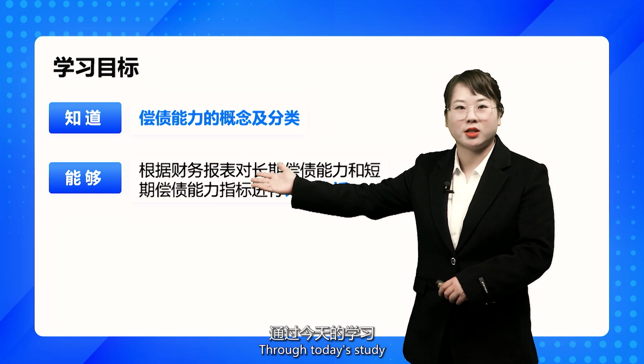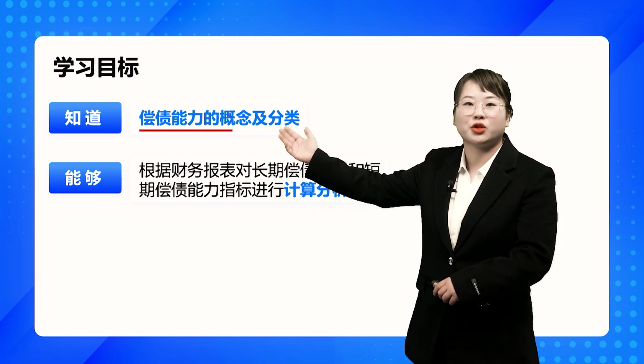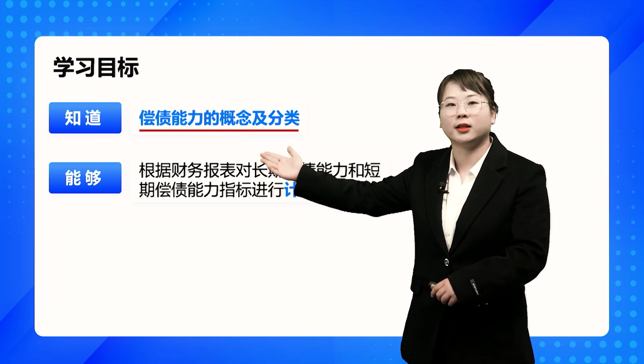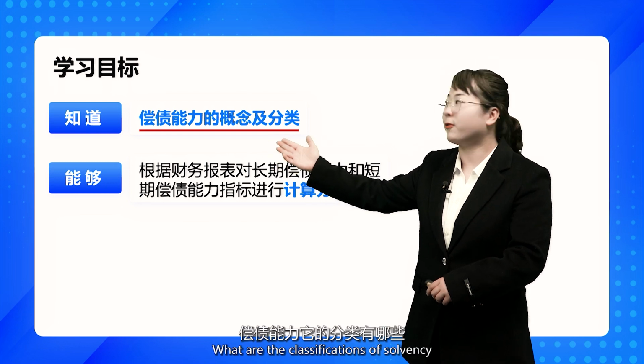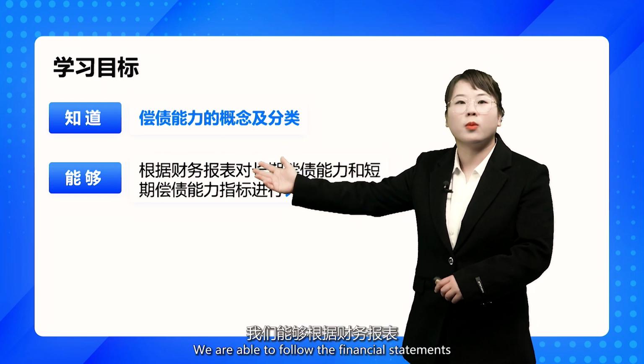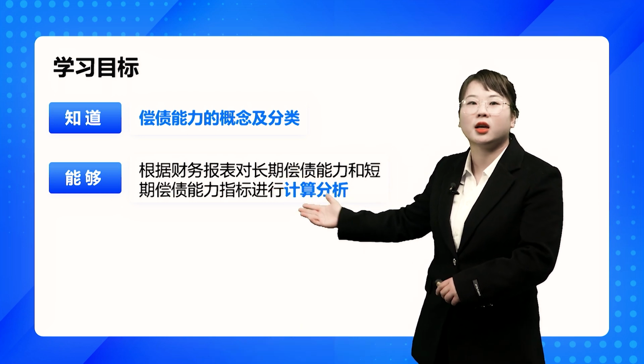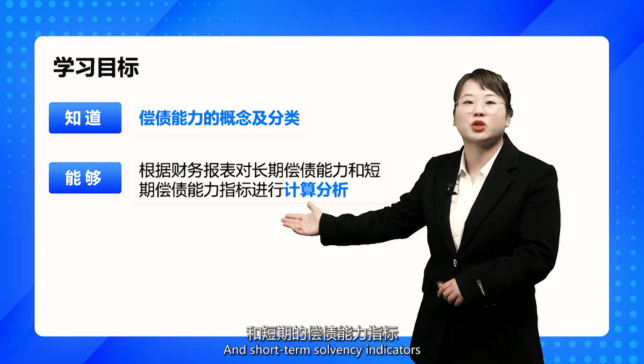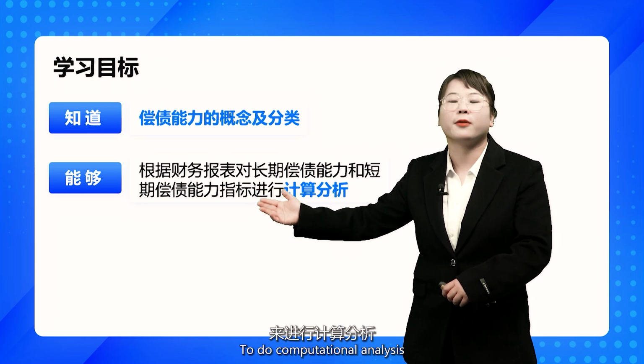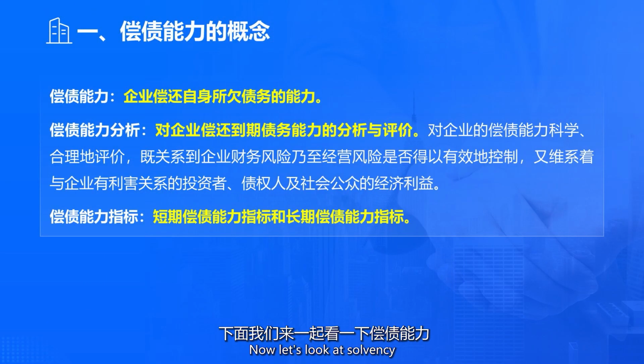Through today's study, let the class know what solvency is and what the classifications of solvency are. We are able to follow the financial statements on long-term solvency and short-term solvency indicators to do computational analysis. Now let's look at solvency.